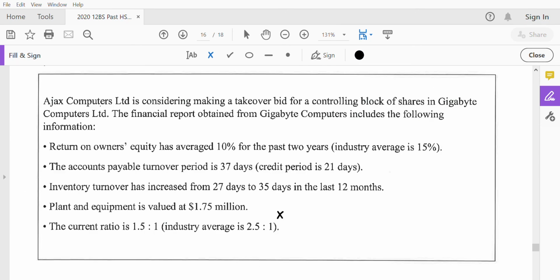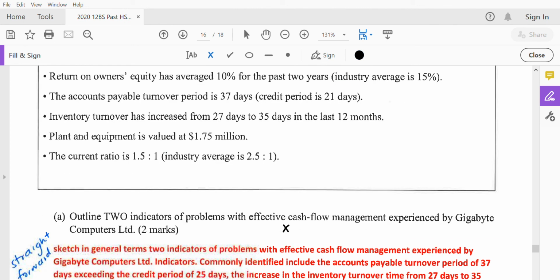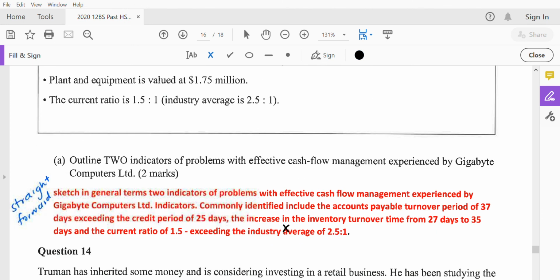Now, you've got some information there. It gives you a whole lot of dot points in terms of where this business is at and what their figures are. It then goes into looking at outline 2 indicators of problems with effective cash flow management experienced by Gigabyte Computers. There's an answer there for you. You can have a read through.